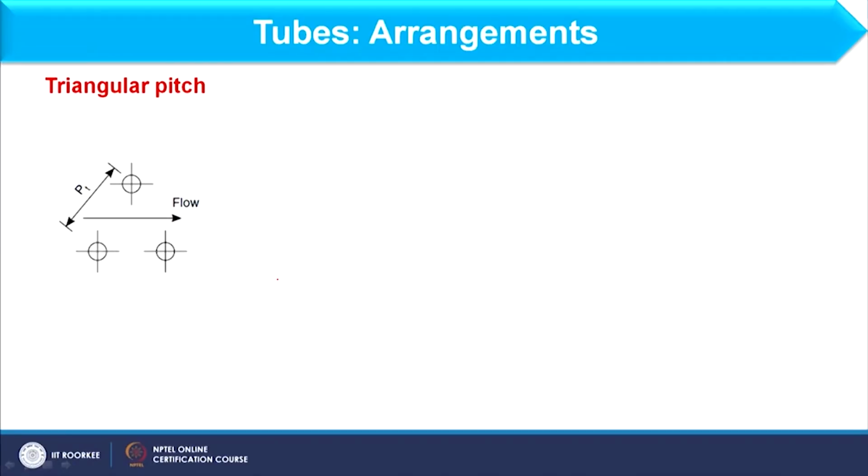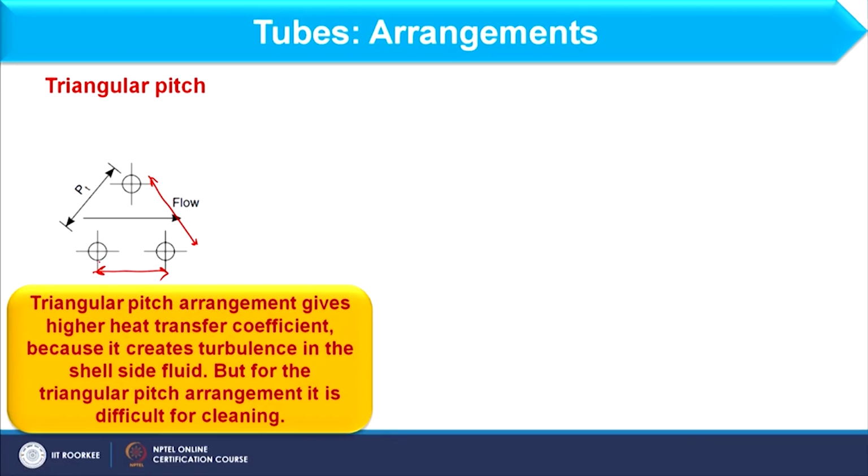Now, next we will discuss the tube arrangement, how tubes are arranged. Okay. The first one is the triangular tube, the first one is the triangular pitch. So, this is the schematic of triangular pitch. Now, what is the pitch? Pitch is basically the distance between center to center line of two consecutive pipes, okay, center to center lines of two consecutive pipes. So, that is basically the pitch.